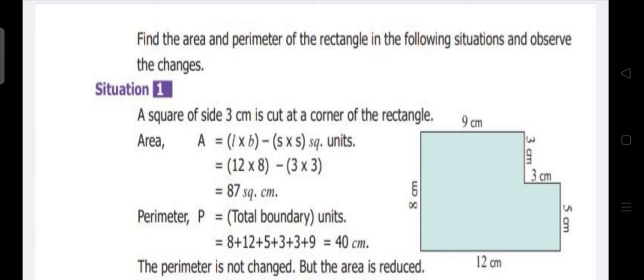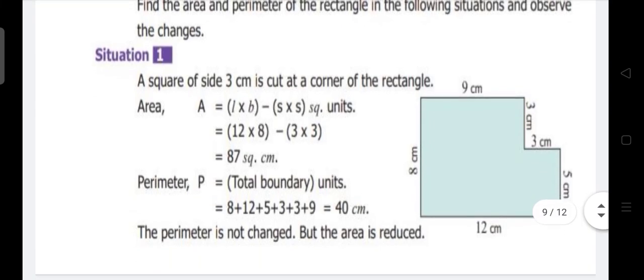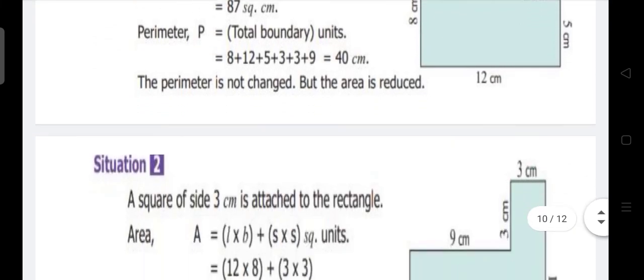Here one rectangle shape. In this we are going to cut the corner of the rectangle, 3 centimeter by 3 centimeter. So your area will become L into B minus S into S. 12 into 8 minus 3 into 3, that is 87 square centimeter. Perimeter is 12 plus 8 plus 12 plus 5 plus 3 plus 3 plus 9, that is 40. The perimeter is not changed but the area is reduced.